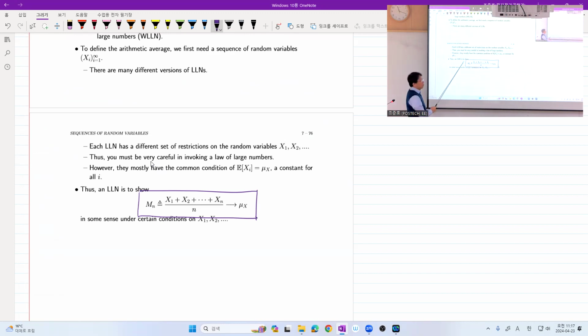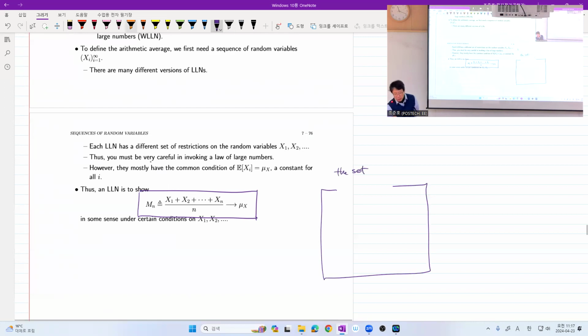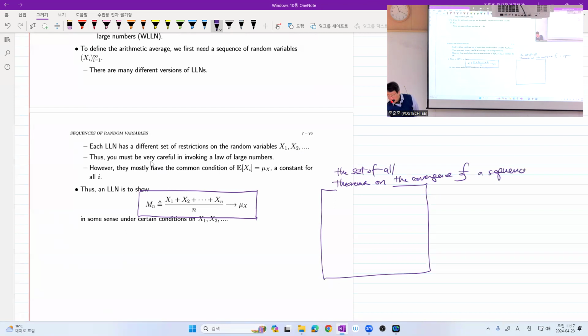And then the law of large numbers, the collection of theorems actually. So it's like this. Suppose here is the set of all theorems, the set of all theorems on the convergence of a sequence of random variables.